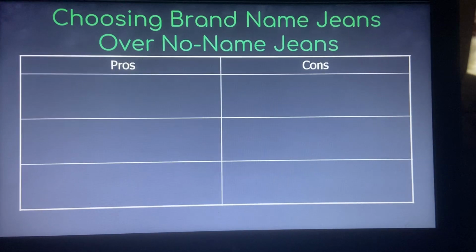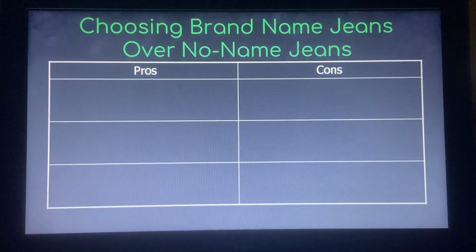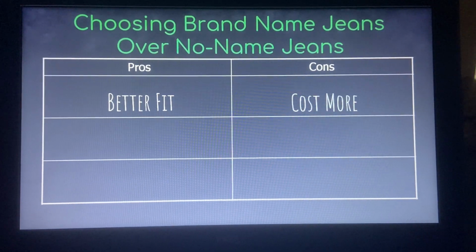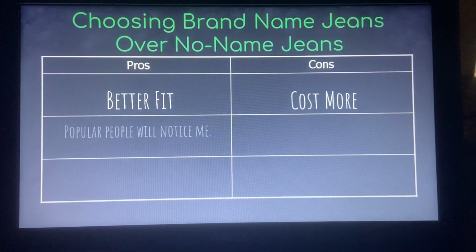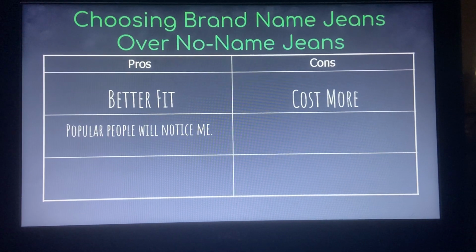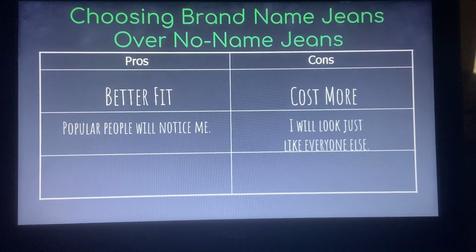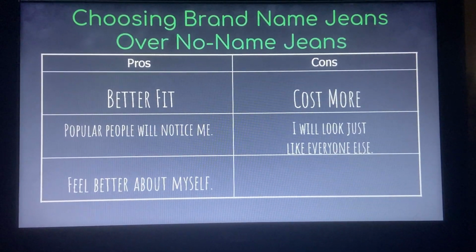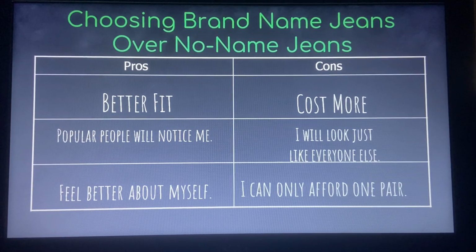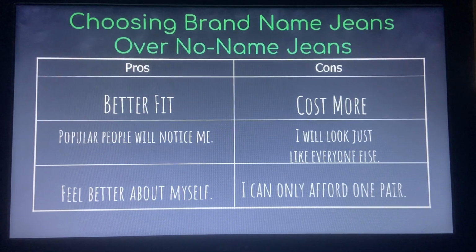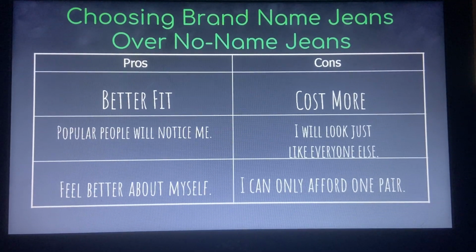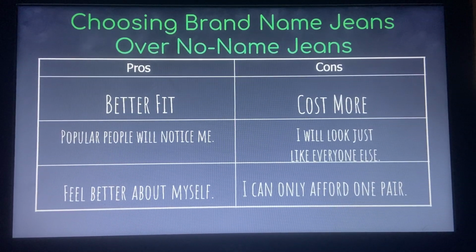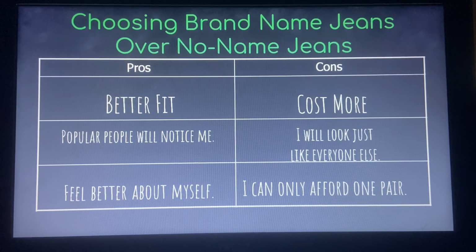So, for example, we want to choose name brand jeans over no name jeans. The pros, better fit. The cons, it would cost more. A pro would be popular people will notice me. A con would be I will look just like everyone else. A pro would be I feel better about myself. A con would be that I can only afford one pair. So once you see this put on paper, it can help you make a decision. Do I really need these name brand jeans? Is it really going to matter in the end?